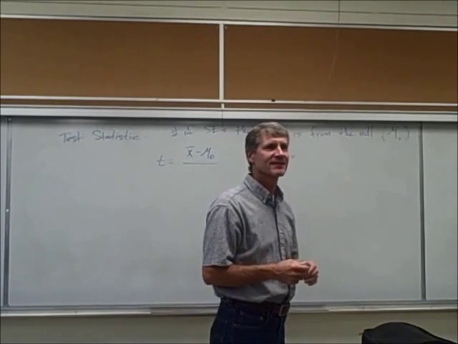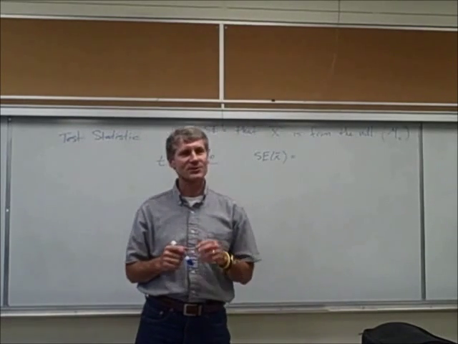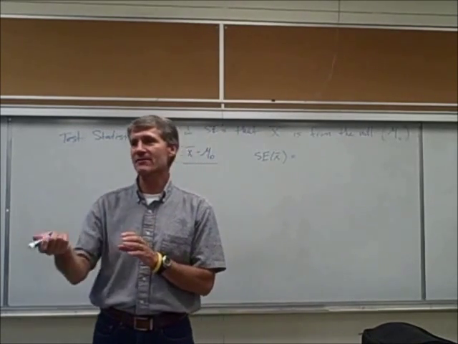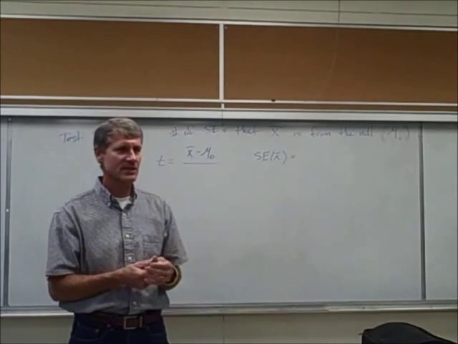What's over the square root of n? The standard deviation of the population. The standard deviation over the square root of n. Now we don't know the standard deviation of the population. If we did, we'd use it. But we don't, so what do we use instead?